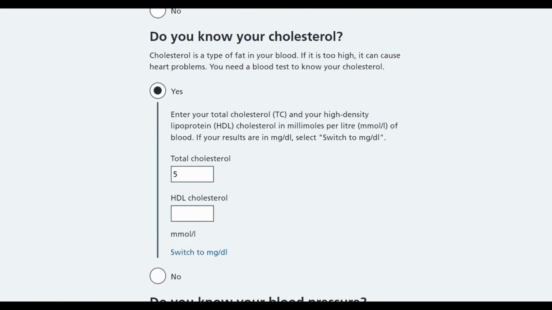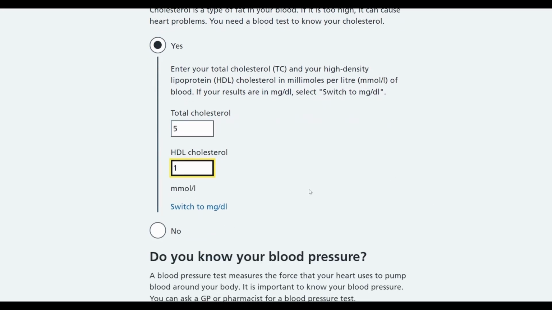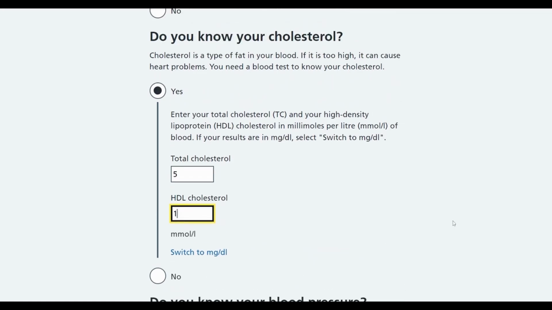So do you know your cholesterol? Yeah, mine's 5. My HDL cholesterol, let's just say it's 1 millimoles per liter. Cholesterol is a fundamental risk factor for cardiovascular problems. When we talk about what causes or starts the process of damage to vessels that can cause cardiovascular disease, cholesterol is one of the fundamental molecules that are involved in the creation of plaques, which are the commonest things that tend to cause heart attacks and tend to cause stroke.